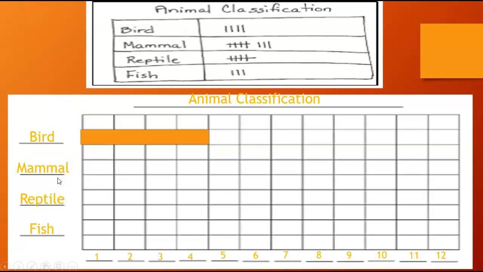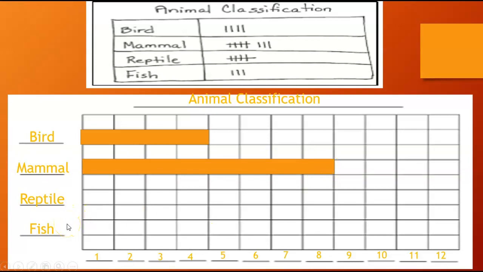Mammals, how many mammals? 8. So let's shade all the way to the 8. So here's the 8. We're going to shade all the way there. And notice how my bar is lined up with the categorized name here. So here's mammal. For mammals there's 8, so we colored all the way to 8.